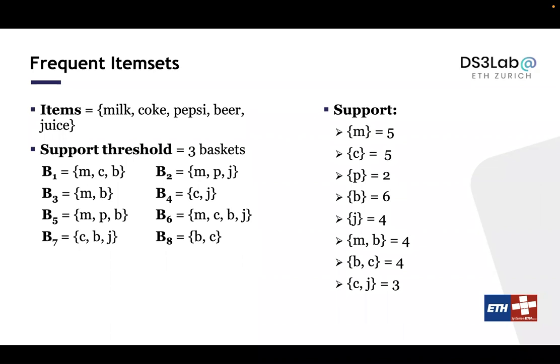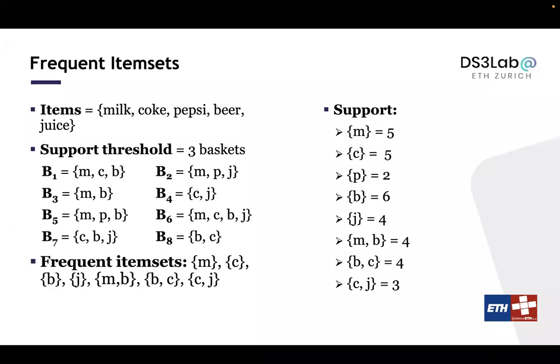And then if you say the support threshold is 3, it means that under this threshold, these are all the frequent item sets, right? These are all the item sets that have support bigger than the threshold. So far, so good, right? So this is a very simple concept called support.